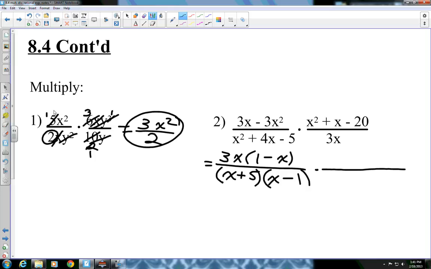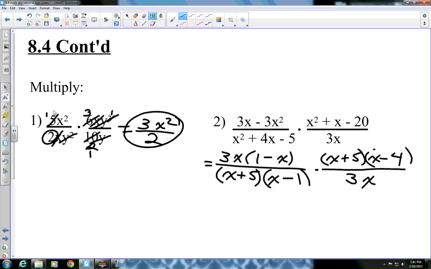Okay, now the next one, x squared plus x minus 20. Again, it's a trinomial that I'm going to factor, so I do 2 sets of parentheses. x plus and x minus, because it's a negative 20. What 2 numbers? Plus 5, minus 4. Okay, you guys are getting good at this factoring. Over 3x. Now, it's only one term, so we're not going to worry about factoring that one.